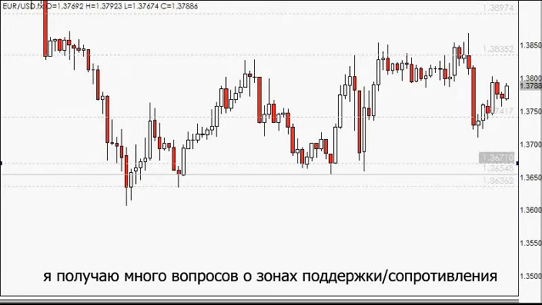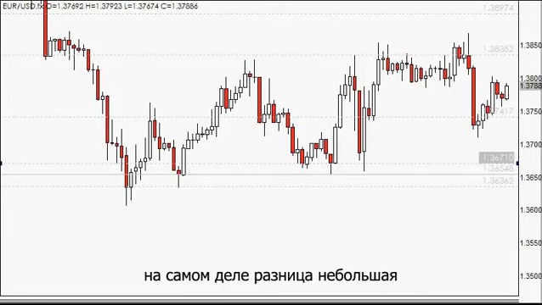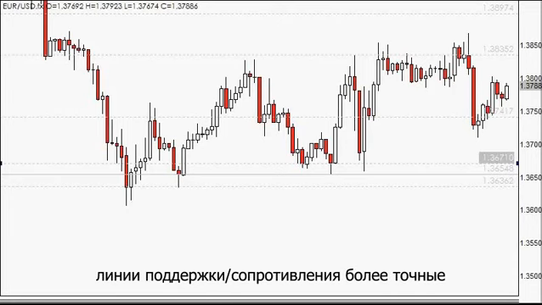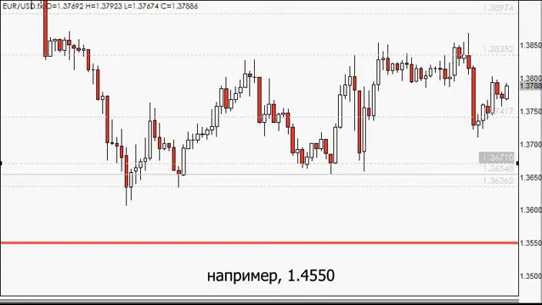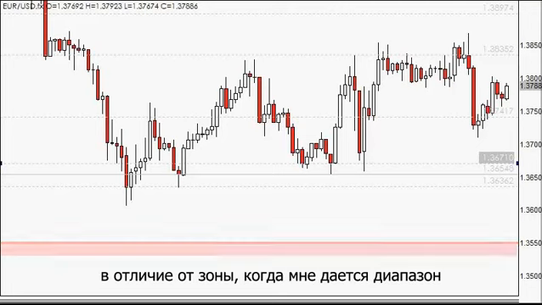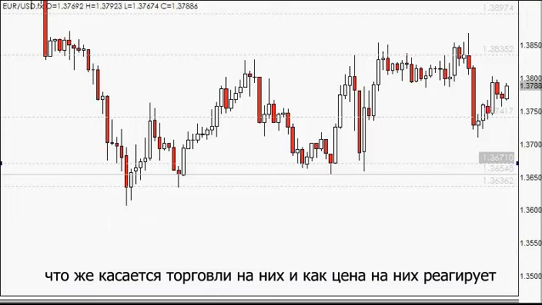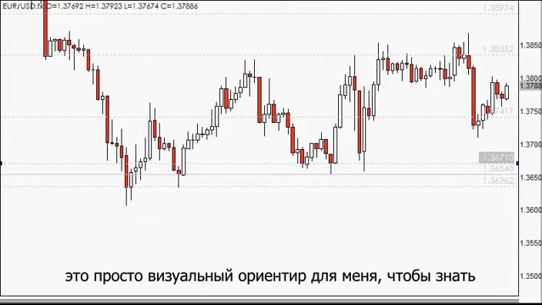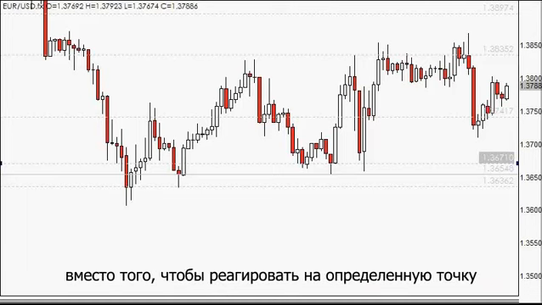Now, I get asked a lot of questions about support resistance zones and how they differ to support resistance lines. The truth is the difference is very slight. Support resistance lines are slightly more accurate because they tell me that I should expect price to bounce from a specific level, for example, the 135.50, as opposed to an area such as the 135.50 to the 135.40. As for how price reacts to them, or trading them, there is pretty much no difference. They are really just a visual cue for me, so I know that I should expect price to bounce from an area instead of a specific point.